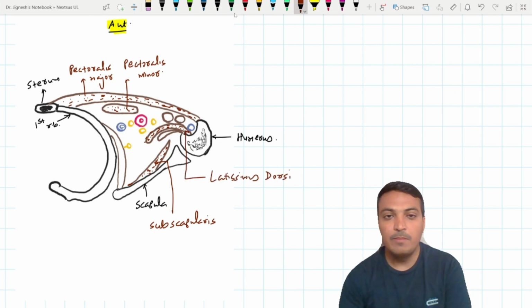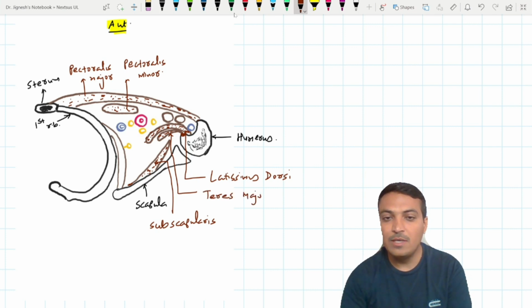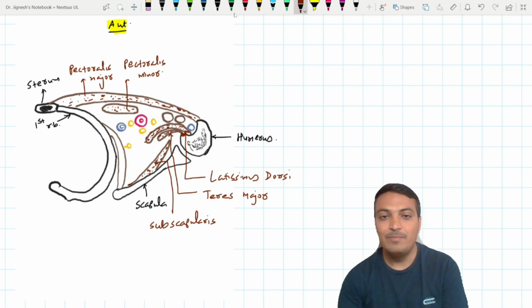And just behind the latissimus dorsi muscle, we find one more muscle, and that is the teres major muscle, which is going to insert over the medial lip of the bicipital groove of the humerus, and that muscle is also going to form the posterior wall of the axilla. So the posterior wall of the axilla is going to be formed by three muscles. One is the latissimus dorsi, one is teres major, and the subscapularis muscle.